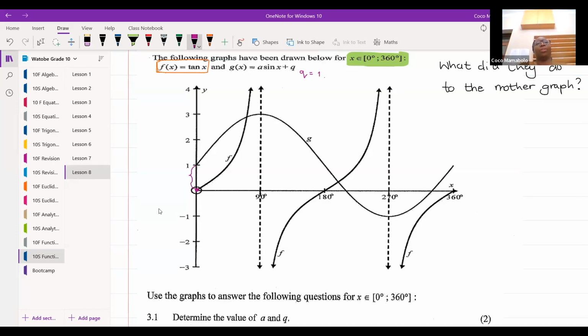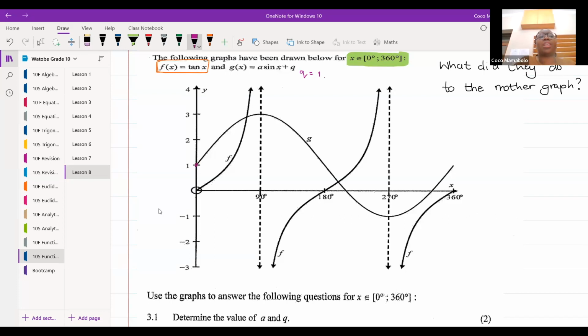Awesome stuff. Now, I know that if my mother graph of sine started at 0, it would only go up to how many? What would be the maximum point of my mother graph if it started at its original point? It would be 1. Those of you who are saying 360, you're talking about the period. We're not talking about the period here. We're talking about the amplitude. My amplitude would only be 1.